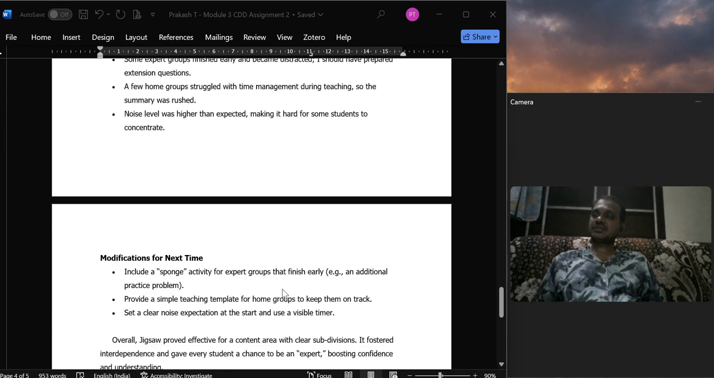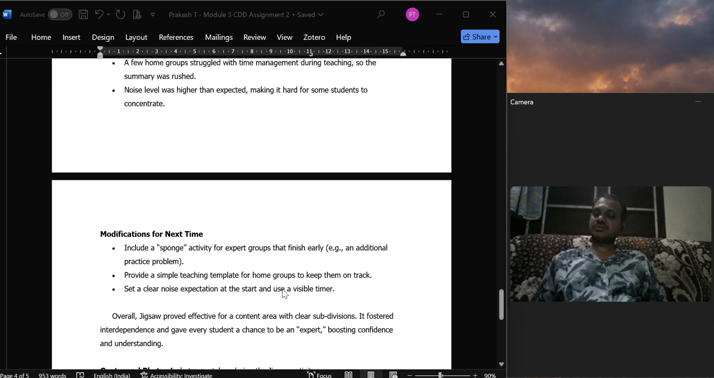What modifications do I plan to make? I felt there are some modifications needed. One is to include a sponge activity for expert groups that finish early, giving additional practice problems. Provide a simple teaching template for home groups to keep them on track, set clear noise expectations at the start, and use a visible timer.